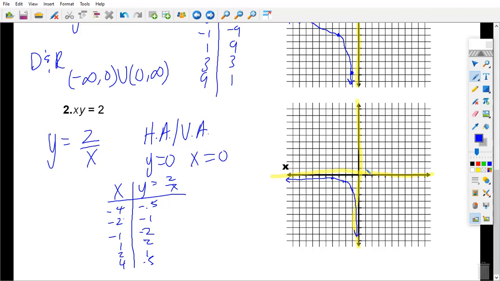Okay, repeating it on the other side. So at 1, we're at 2. At 2, we're at 1. And at 4, we're at a half.